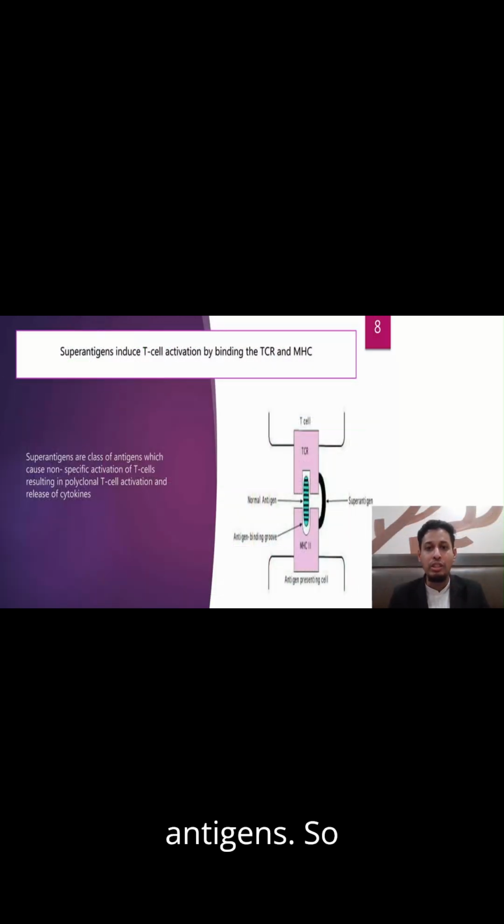Superantigens are actually abnormal antigens that activate the T cells non-specifically, right? Although they are not part of a normal viral infection, they help illustrate how important proper antigen recognition is to prevent excessive immune activation.